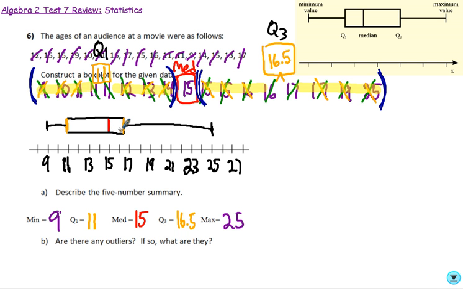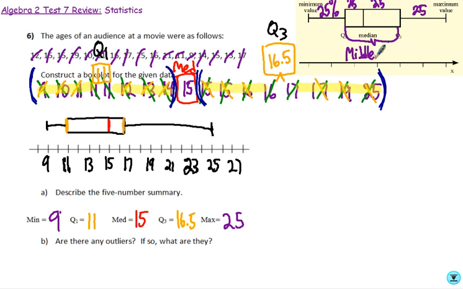Each box represents 25% of the data, because percentage is out of 100, and 100 divided by 4 is 25. So this represents 25% of the people. This represents 25%, 25%, and then 25%. The box, we refer to as the middle 50. Because, and I'll come to the diagram over here, each one of these represents 25%, 25%, 25, and 25. So this whole chunk right here, we refer to as the middle 50.